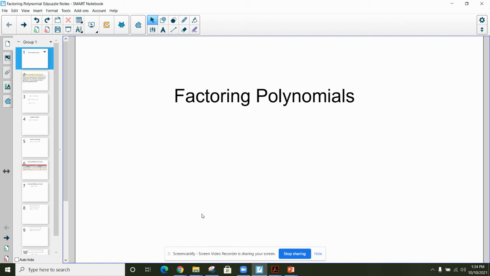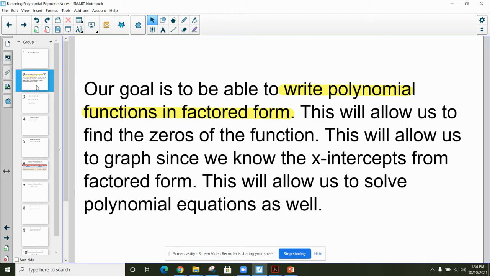All right, the next couple of days you're going to be learning how to factor polynomials. This will help us be able to graph. So far we know how to graph from factored form, but what if it's in standard form to begin with? We have to be able to manipulate that and be able to write it in factored form.